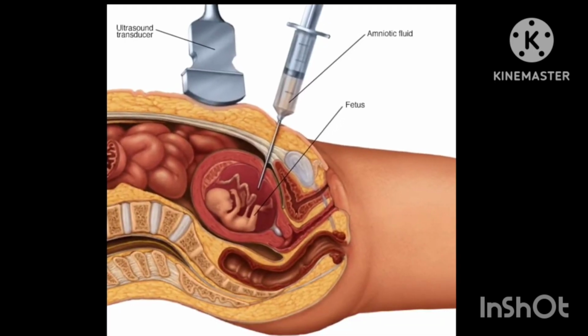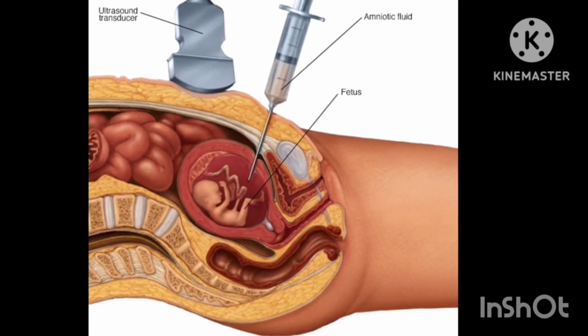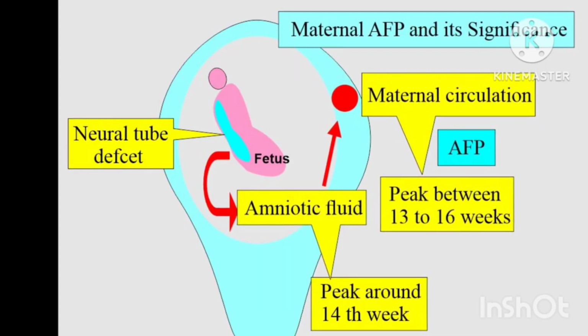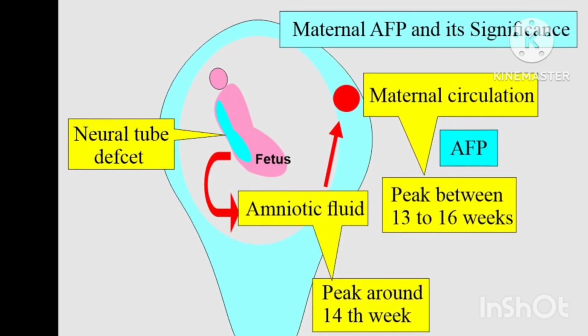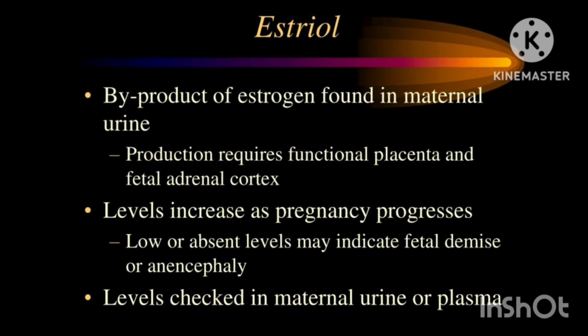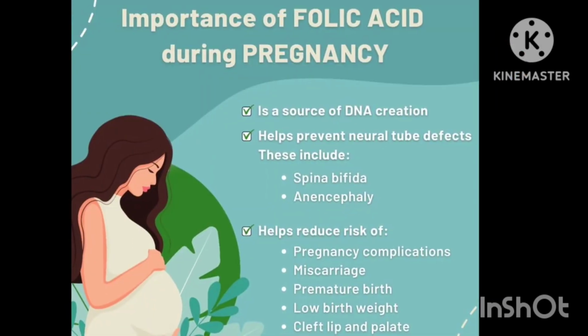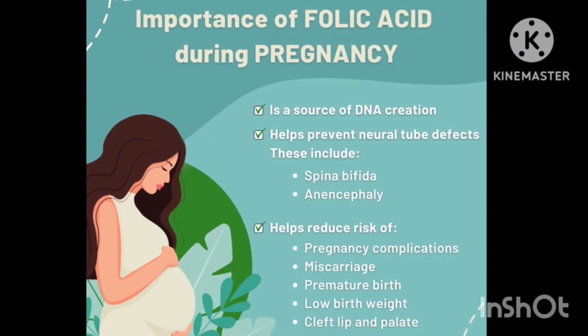The mother may also have these tests during pregnancy. 1. Amniocentesis, to look for increased levels of alpha-fetoprotein. Increased levels suggest a neural tube defect. 2. Urine estriol level. 3. A pre-pregnancy serum folic acid test may also be done.